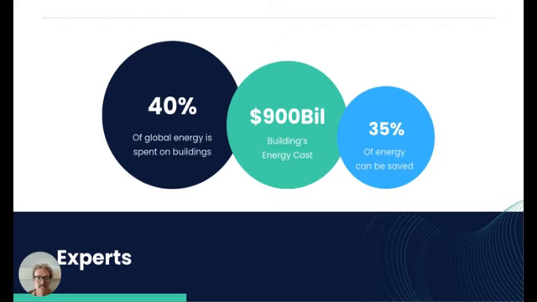Some of the things that we see numbers-wise is that 40% of global energy is spent on buildings annually, which results in a $900 billion market. And we also project that 35% of that energy can be saved through proper building occupancy and zoning techniques.